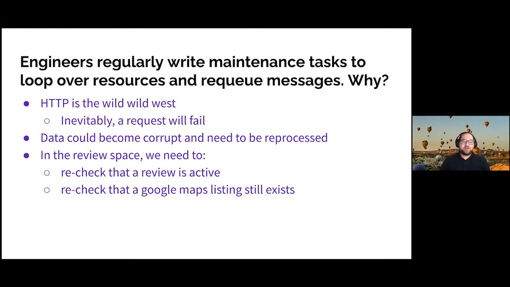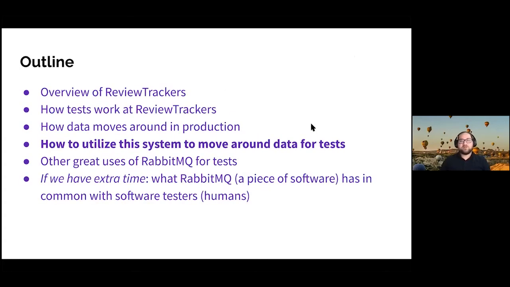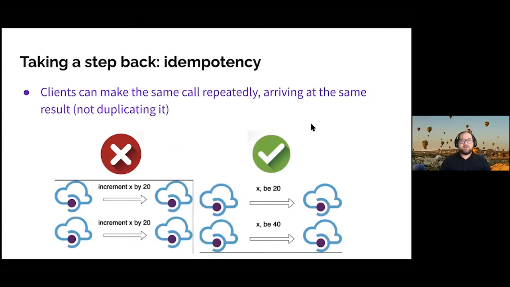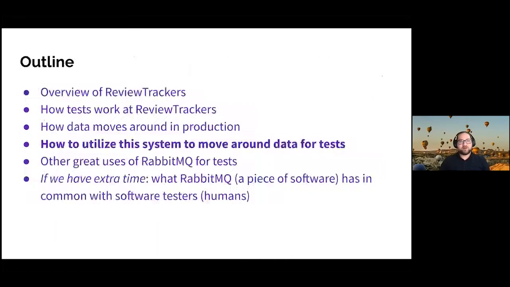And again, in the review space that we live in, a thing we need to do is recheck that things are active, recheck that listings are existing. So that's why we have this suite of maintenance tasks that loop resources and requeue messages, and those depend on the concept of idempotency, which is that you can do things over and over again and arrive at that same result and not create duplicate records.